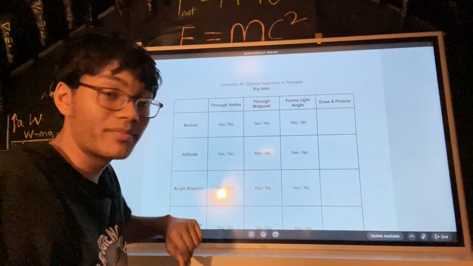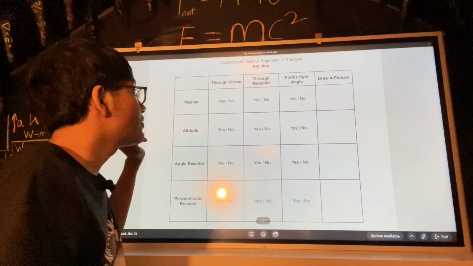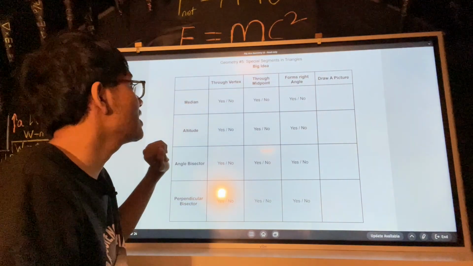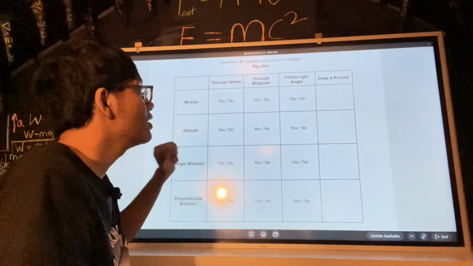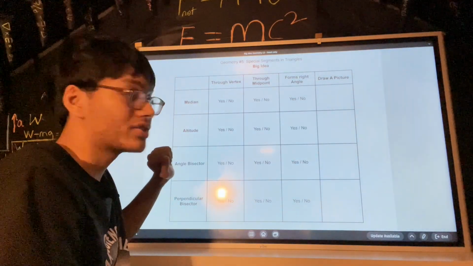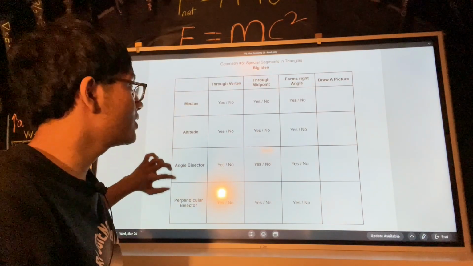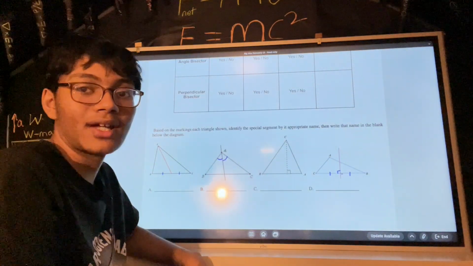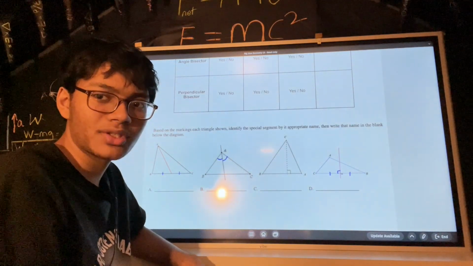Alright, so here's your big idea. First of all, we've got this big table. So you have to go ahead and fill it out, right? So the median, does it pass through a vertex? Does it go through a midpoint? Does it form a right angle? And can you draw a picture of all of this? For all four special segments of a triangle, you're going to go ahead, fill out this table, and then determine what type of special line segment is shown in this diagram. So good luck with the big idea, and if you need any help, watch the small and big hints.